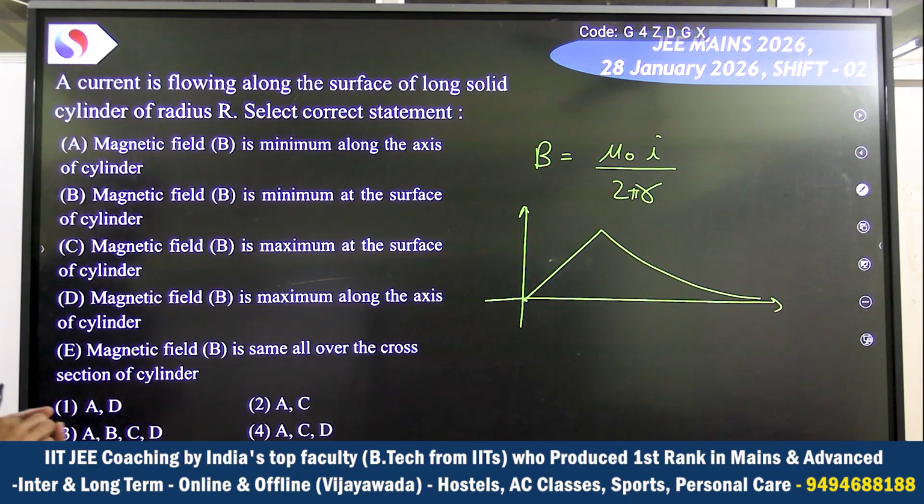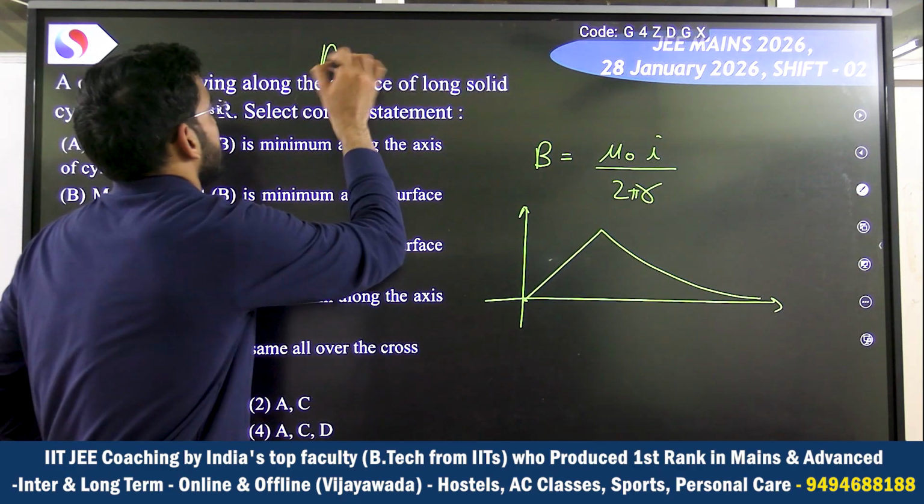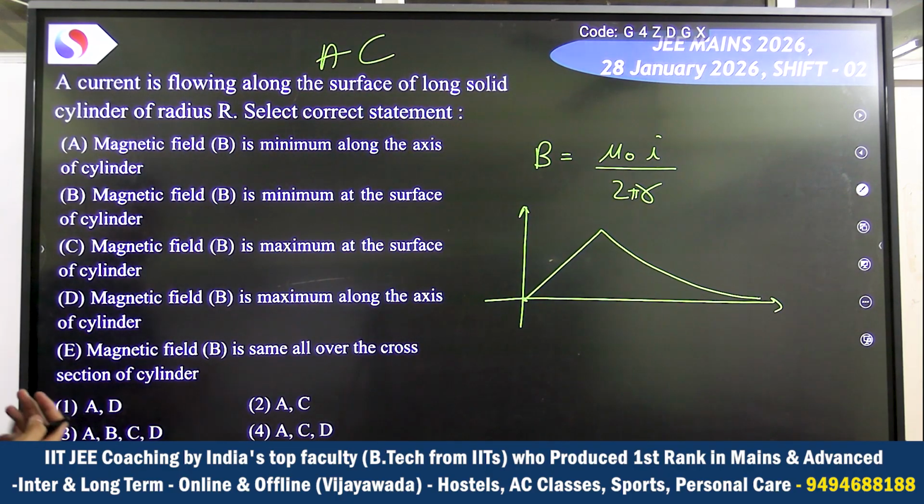So A will come, C will come, right? B is minimum at the surface. No. So A, C will come. Okay. A and C will come. Then D, magnetic field B is maximum along the axis of cylinder. No. Okay. And E, magnetic field is same all over the cross section of cylinder.